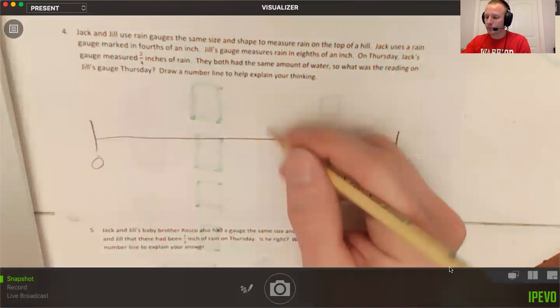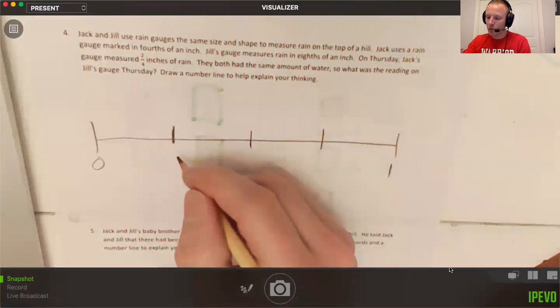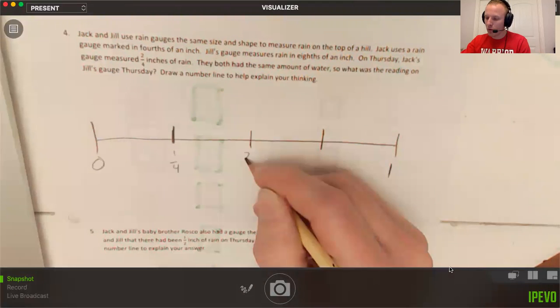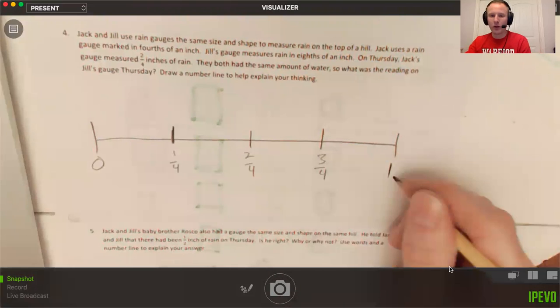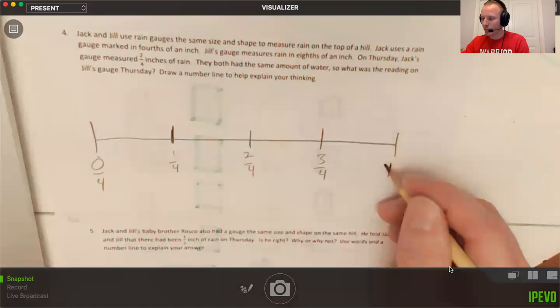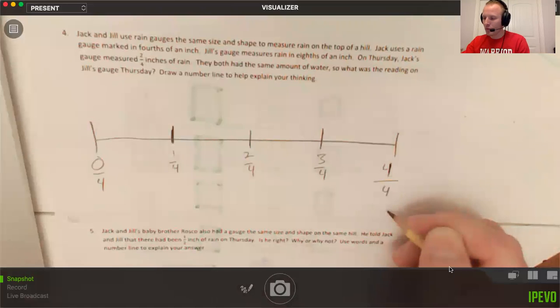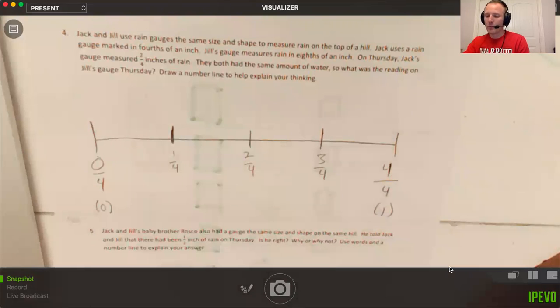I'll measure in fourths first. Okay, 1/4, 2/4, 3/4. This would be 4/4. That would be 0/4. I'll just put those in, which is 1, which is 0. Okay, then up here I'm gonna do eighths.